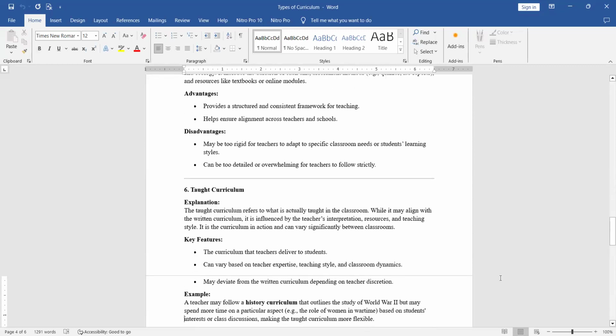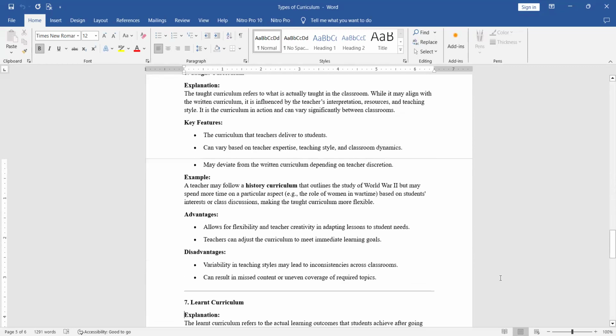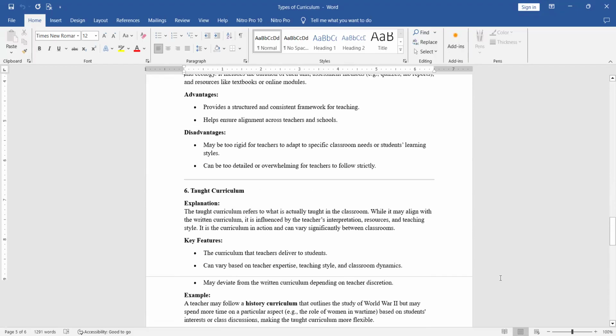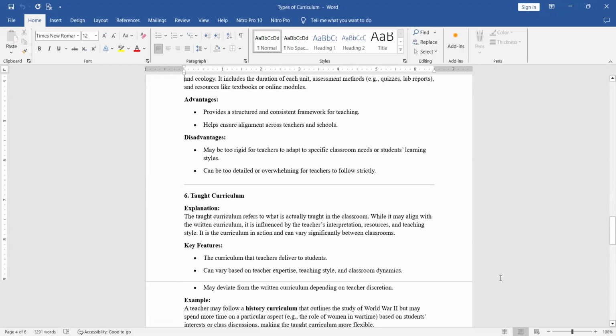Okay, madam. Then taught curriculum. If you look at taught curriculum, now there is the written curriculum, but everything in the curriculum is not taught, right? What you actually teach in the classroom is the taught curriculum. There is a written curriculum, but what you actually teach in the classroom is the taught curriculum.